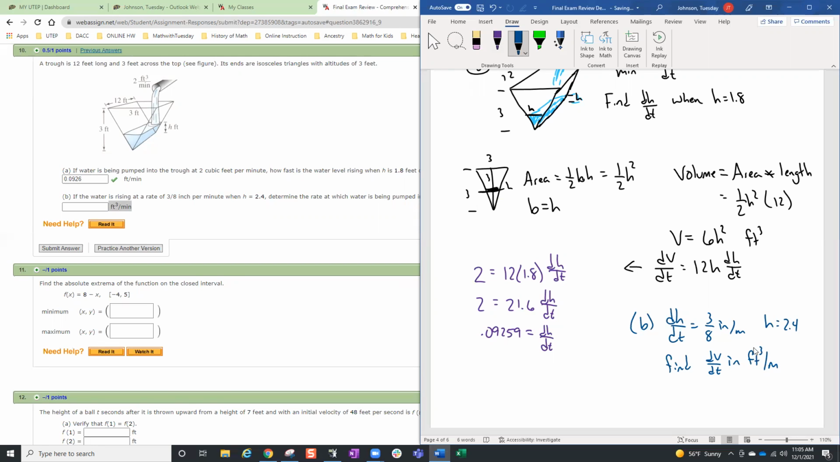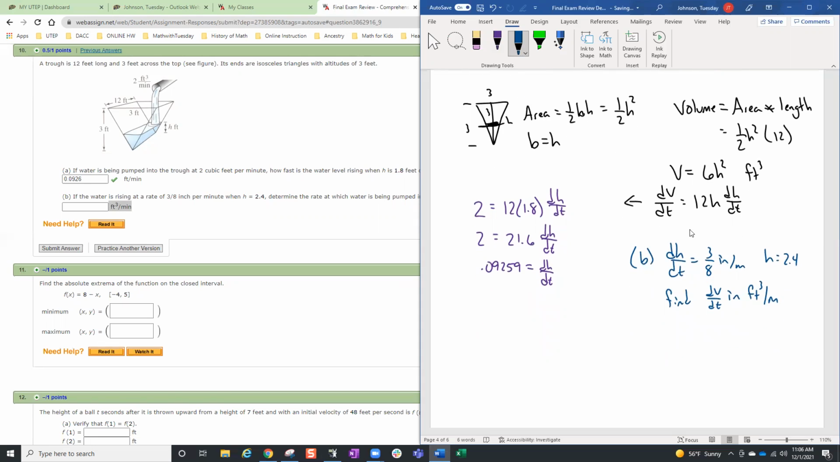So inches versus feet. We're going to use this same formula both times, but the first thing I'm going to do is convert this. 3/8 inches. We will have 12 inches in 1 foot. 3 and 12 simplify to give me a 4 in the denominator. This is 1/24 of a foot per minute.